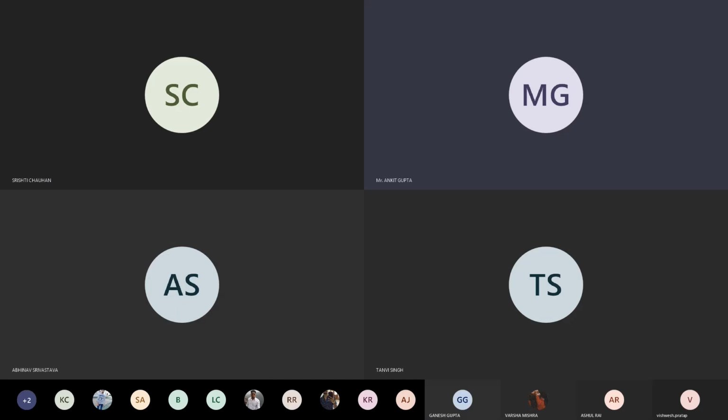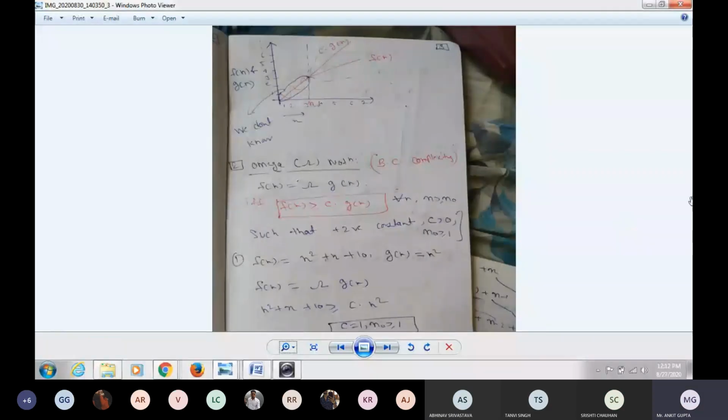So yesterday I covered the big O notation. If f(n) is order of g(n), then I can say that f(n) is less than or equal to C into g(n), where C and n naught are two positive constants. C will be greater than 0 and n naught will be greater than or equal to 1.